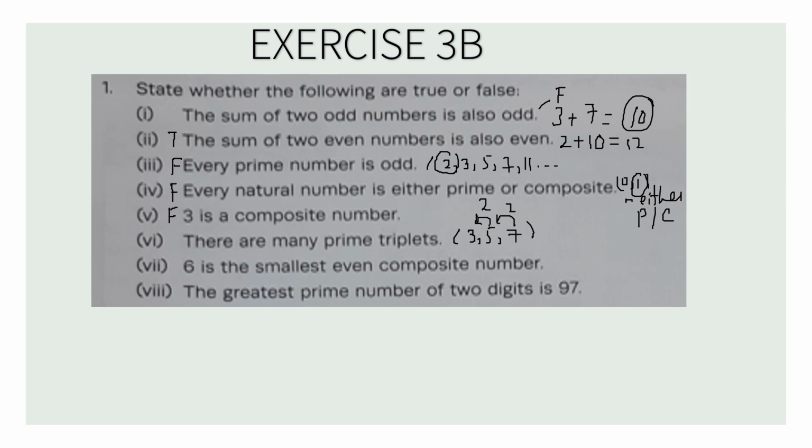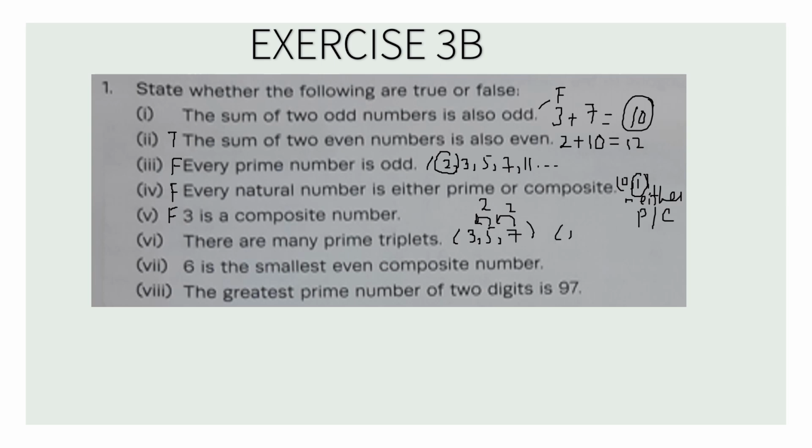Prime triplets means those prime numbers between which the difference is 2. Say 5 minus 3 is 2 and 7 minus 5 is 2, and they are occurring consecutively, 3 and 4 5, then 6 7, right? Here 4 is kept and here 6 is kept, and the difference is of 2. That's the reason it's called prime triplets.